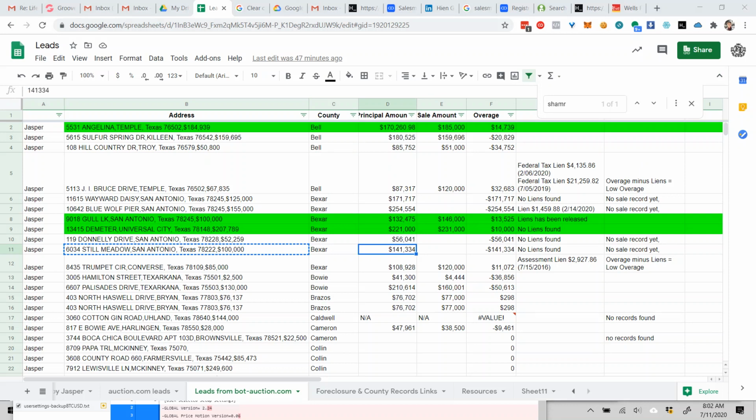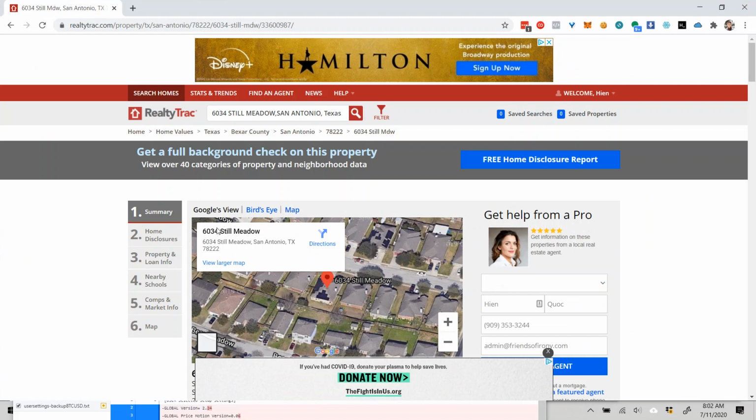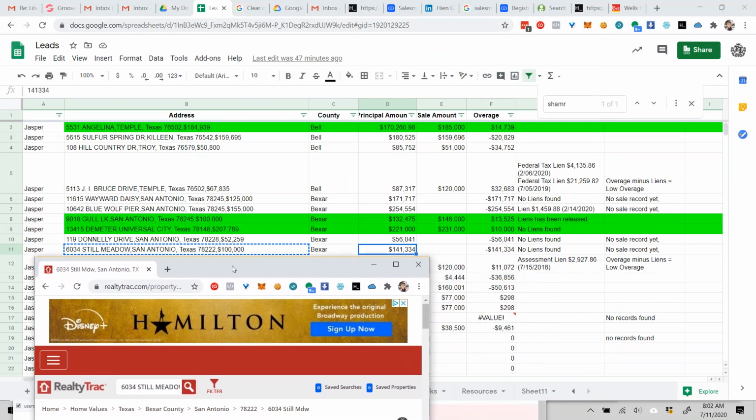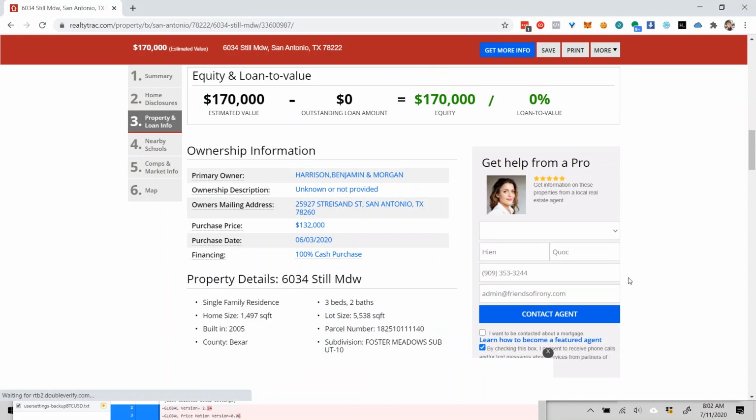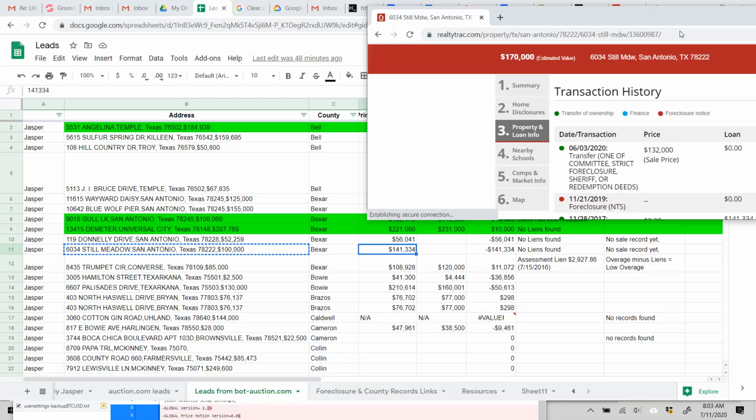So now that I searched it on Realty Trac for this property, 6034 Steel Metal, the actual sales price sold at the auction was here. 20. That's the loan. That's the sales price. Foreclosure, sheriff, redemption deeds, 132.